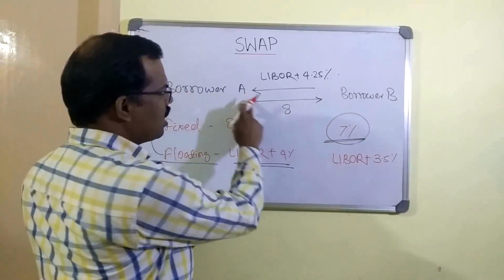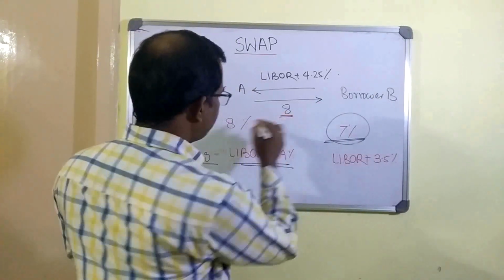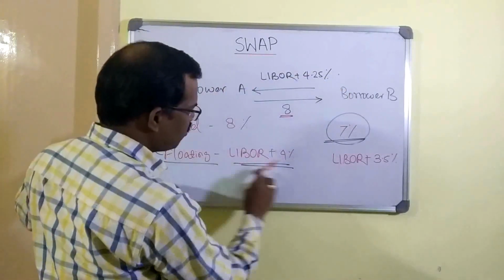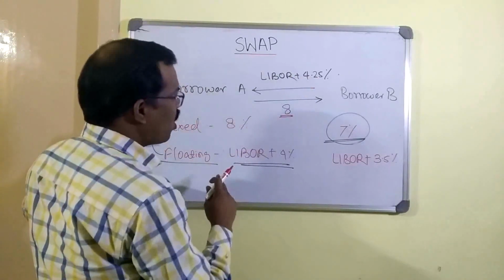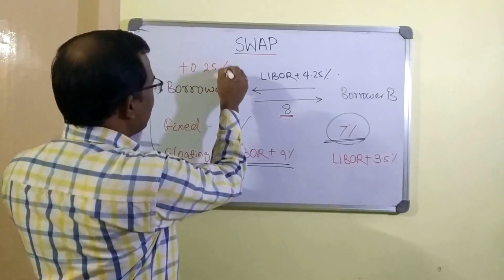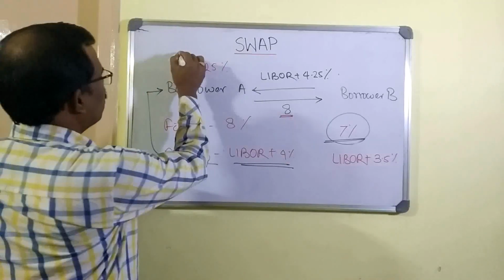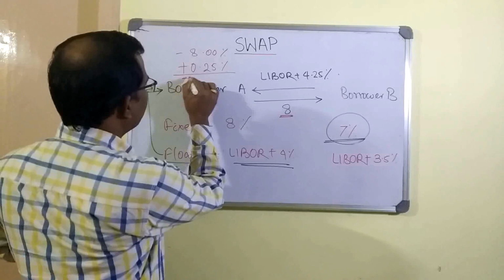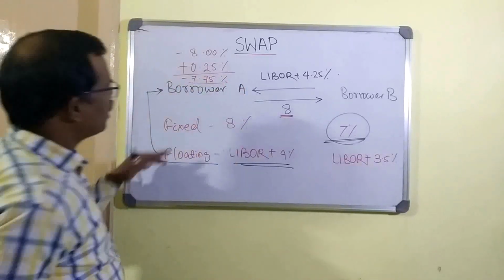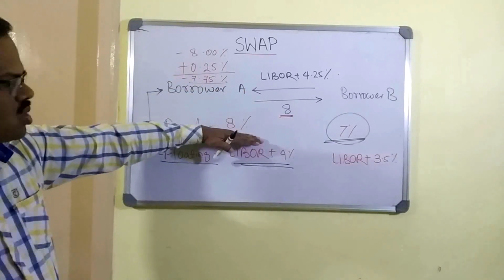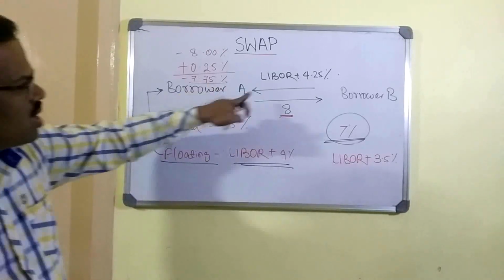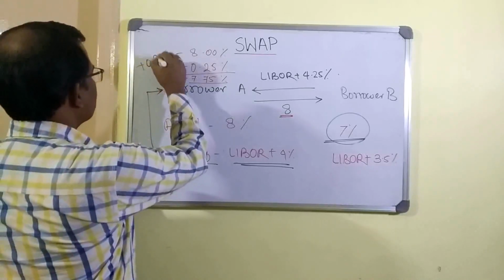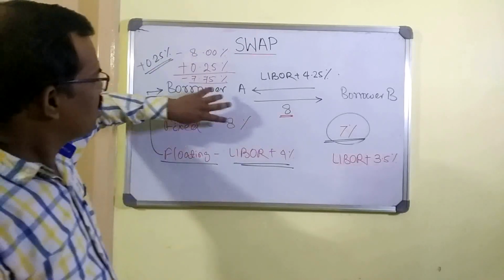Look at this. If borrower A gives 8% to borrower B, which it would have anyway given to the bank, and in exchange it receives LIBOR plus 4.25%, whereas what it is going to give to the bank is LIBOR plus 4%. So he is actually getting 0.25% extra. So he got plus 0.25%, and what he is going to give is 8%. If I say that the interest rate he is giving is with a minus sign, then he is effectively giving 7.75%. So his loan obligation has come down to 7.75%, instead of 8% which the bank was quoting. Now with this mechanism, he has reduced the cost of his borrowing to 7.75%. So there is a net gain of 0.25%. This is borrower A's gain.